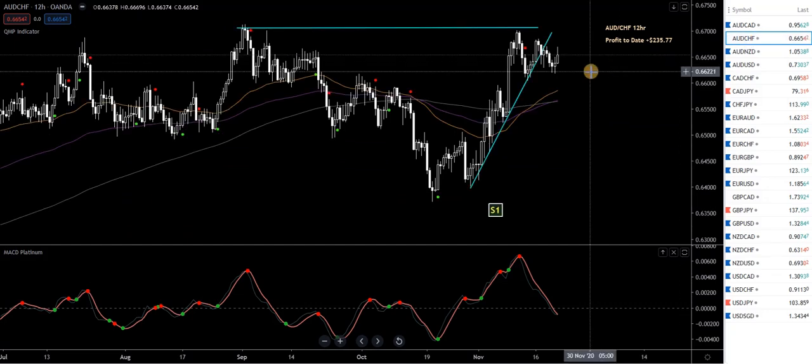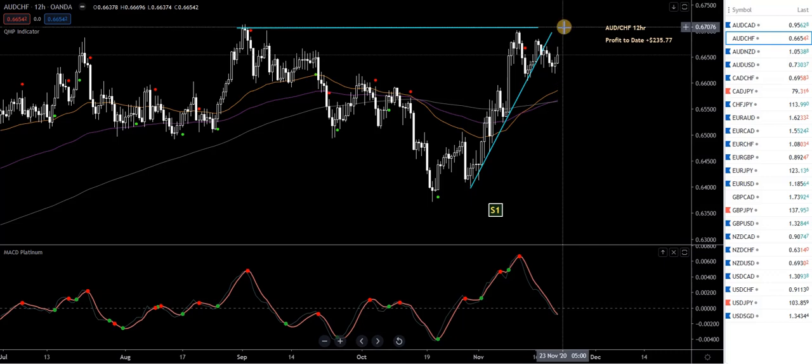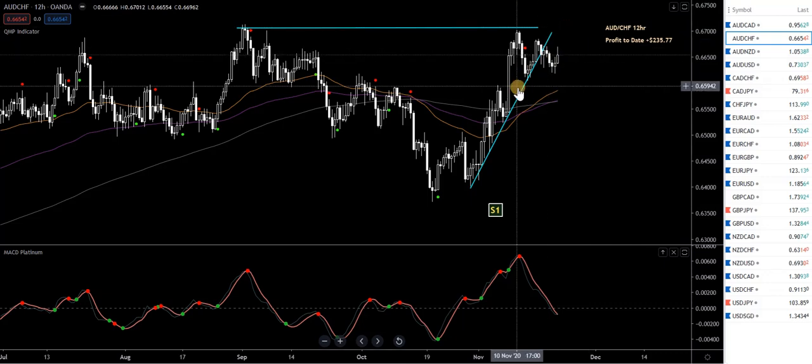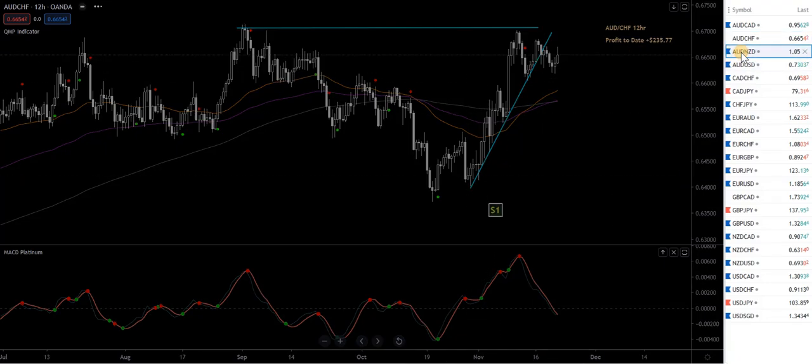Aussie Swiss, I was in a sell here, took a couple of trades, and I've just been stopped out on Friday. So no trades on at the moment. Nice little bit of profit on this pair. Nice easy pair to trade on the 12 hour.